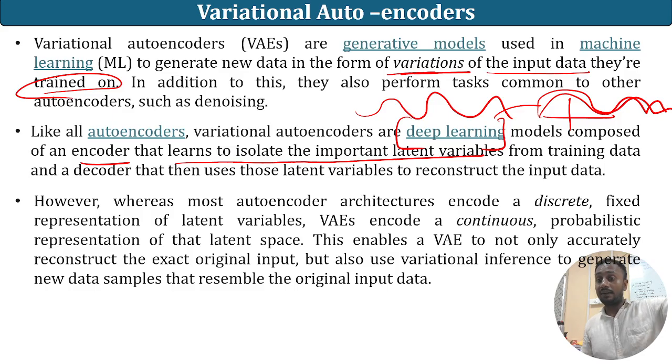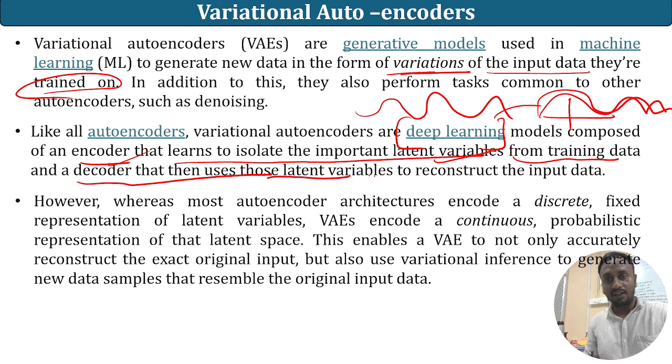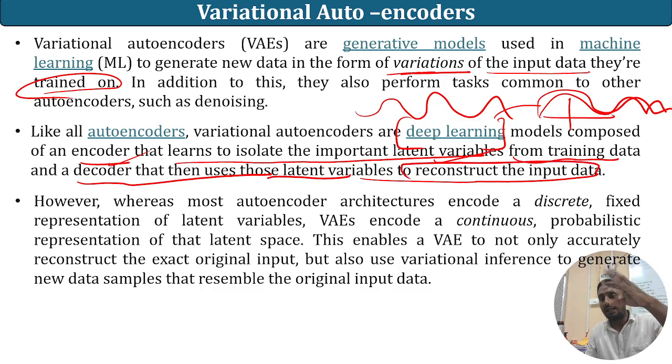In the GAN we have the generator and discriminator. Here we have the encoder and decoder. So it's going to encode and learn to isolate the important latent variables from the training data, and the decoder uses those latent variables to reconstruct the data. At the bottleneck we have to compress it, then it's going to expand it. Whereas most autoencoder architectures encode a discrete fixed representation of the latent variable, a VAE encodes a continuous one.